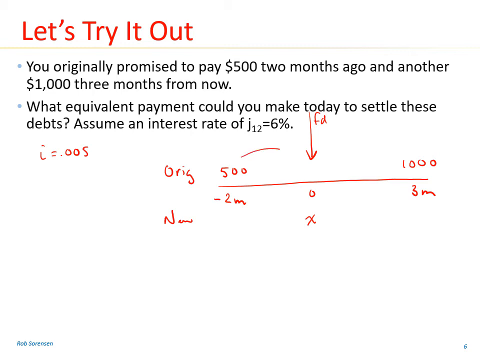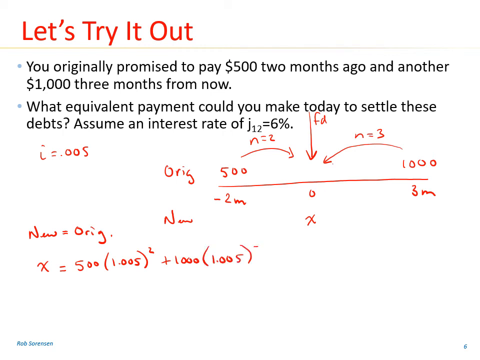Once I got that focal date, I'm going to have to move everything to my focal date. Let's see, that's moving forward 2 months, so n is going to be 2. And this $1,000 is moving back 3 months. So n will be 3 because everything's working monthly here, isn't it? Now we go ahead and set up our equation of equivalence. The new should take care of the original, shouldn't it? And so that means x, which is everything on the bottom, should be equal to everything on the top. Well, that's 500 carried forward 2 periods plus 1,000 carried back 3 periods.